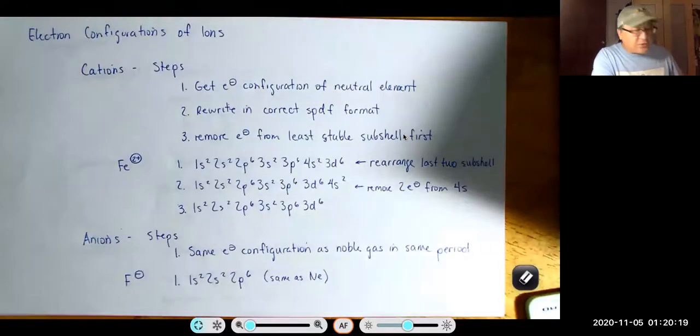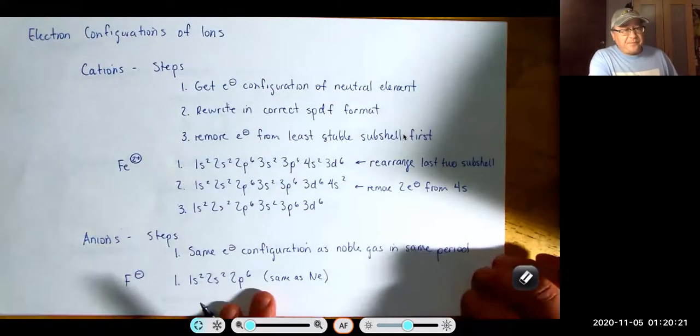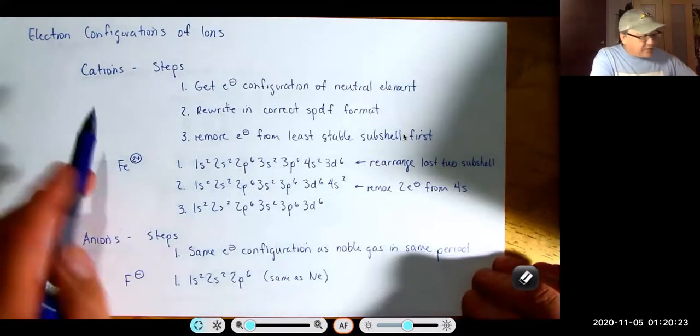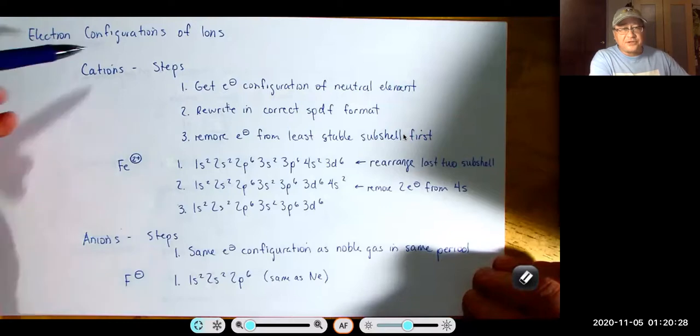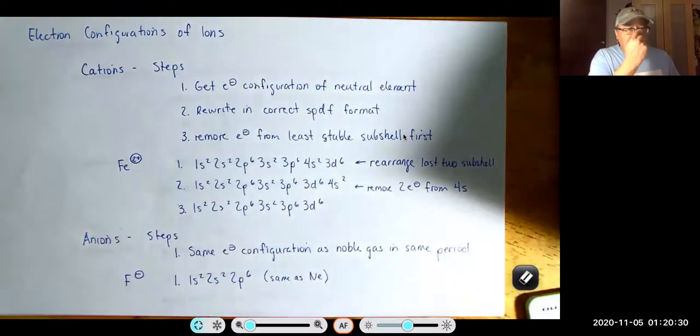So, the electron configurations of ions. There are different ways of doing it for cations versus anions. We'll do the cations first, it's a little harder. But for the cations, the steps are very straightforward.